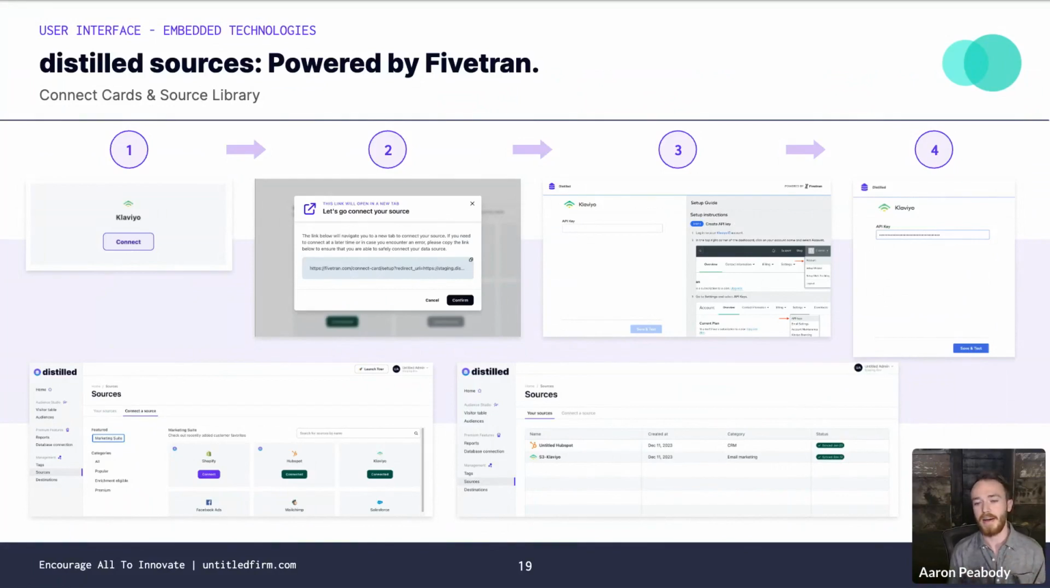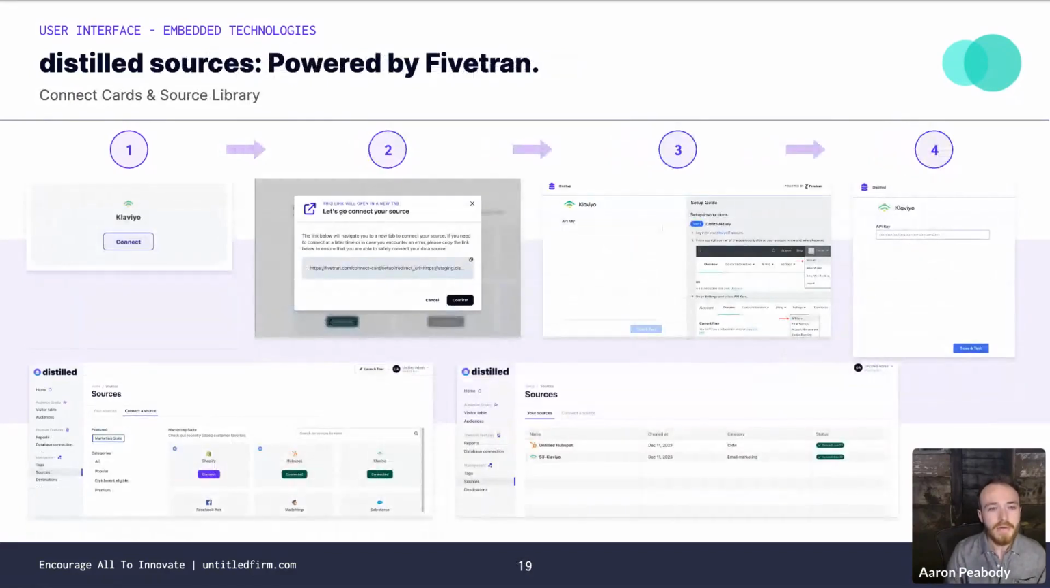At the same time, the most important thing to us is just getting data in. And that's what's important to our customers as well. So we stuck with Connect cards. So when someone goes to connect, they get a Connect card link. And then, at least in the Klaviyo example, you need an API key. Kind of nice, it comes with some documentation in the card that walks the users through where to fetch that. So that's documentation that Distilled doesn't need to write. Thank you, Fivetran. And then ultimately, once they've connected it, it is now onboarded, syncing.